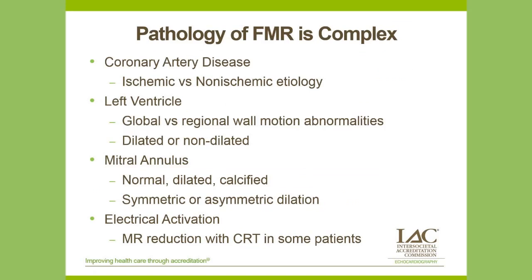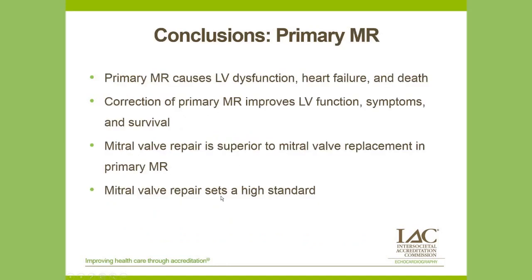So it's complicated. You have to deal with coronary disease, ischemic versus non-ischemic, global versus regional wall motion abnormalities, dilated or non-dilated LVs. Is the annulus normal? Is it symmetric or asymmetric dilation? And even electrical abnormalities come into play. But we can conclude that primary MR causes LV dysfunction, heart failure, and death. If you fix the primary MR, the patient gets better. And we know we should repair the valve and not replace it. Echo is key here because we have to say what the mechanism is, and then direct that patient to somebody who can repair the valve.